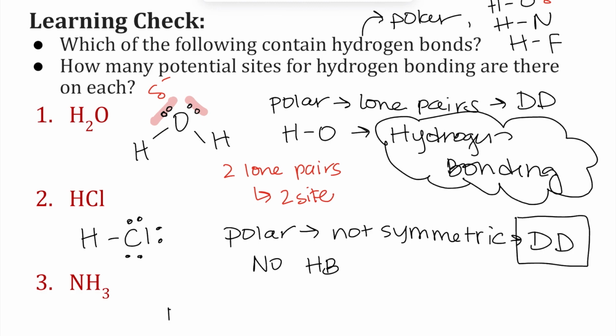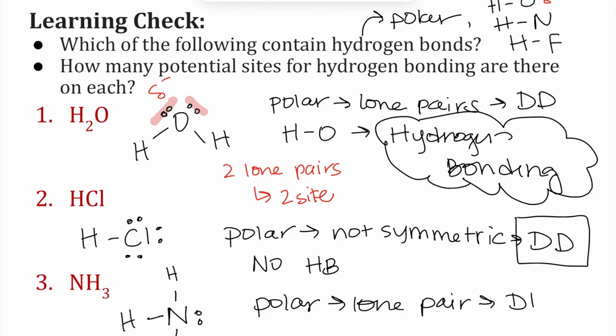NH3, I think we've drawn this one before, nitrogen in the middle, hydrogens on each side, and a lone pair to make nitrogen happy. So this one is polar because of the lone pairs, which means we have at least dipole-dipole IMFs, but we then need to look at, do we have one of these three? Well, we have those nitrogen-hydrogen bonds, which then means that the strongest IMF is hydrogen bonding.